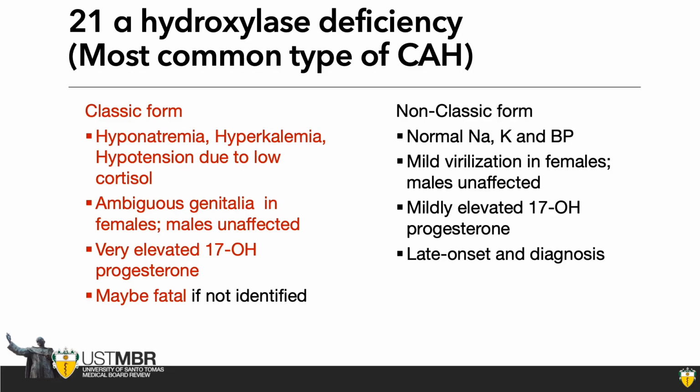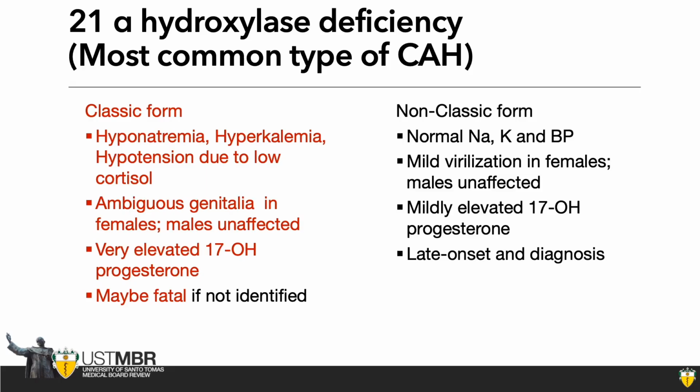So in its pure form, there could be hyponatremia, hyperkalemia, hypotension, ambiguous genitalia only affecting females but not males, okay? And very elevated 17 hydroxyprogesterone. So remember, 17 hydroxyprogesterone for screening for 21 hydroxylase deficiency. For all the others, they tend to manifest later in life, typically teenage, when they present with some hirsutism and sometimes increased size of the clitoris, for example.